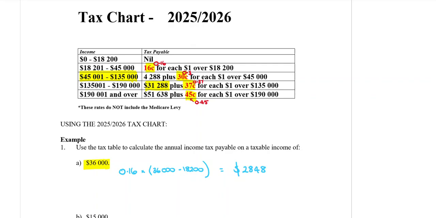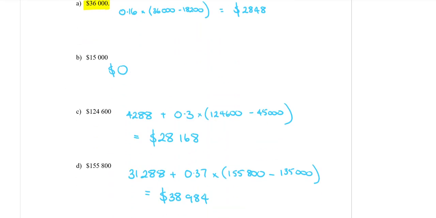So it's 4,288 plus 0.3 times the income minus 45,000. So let's write that down. A lot of scrolling to try and see that table. We have 4,288 plus the 0.3 times the income minus the number on the end. So that is $16,288 in tax.